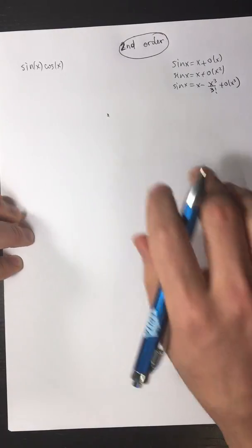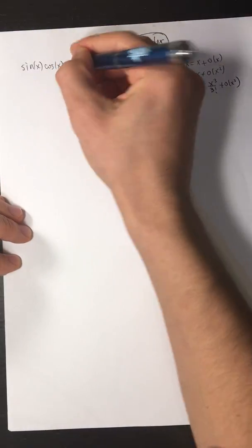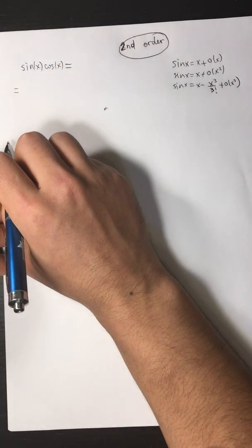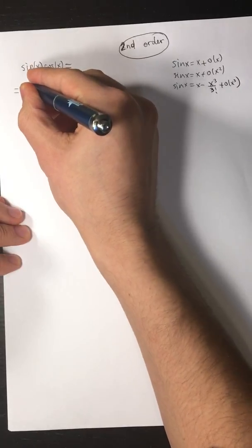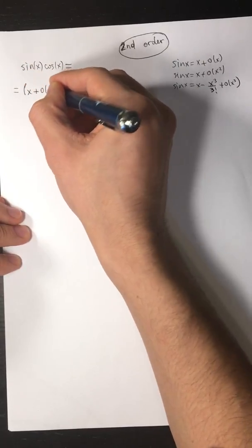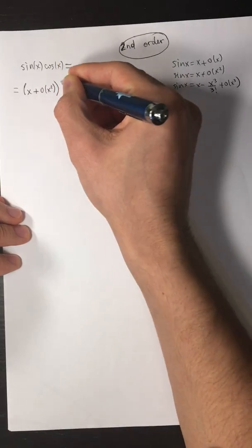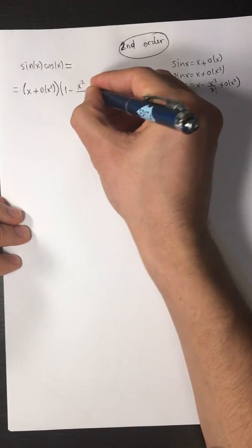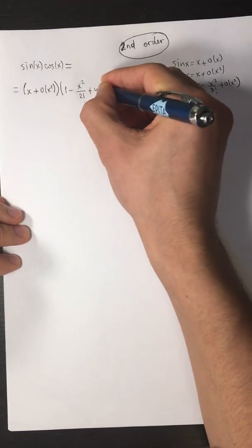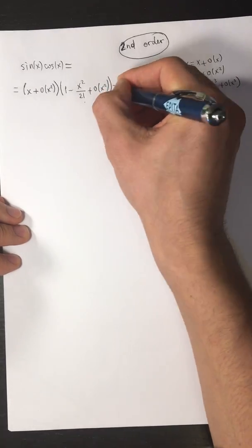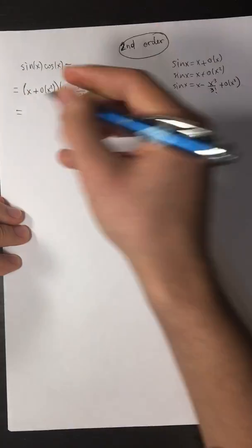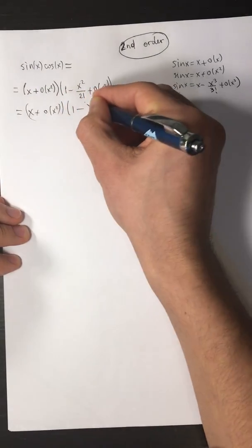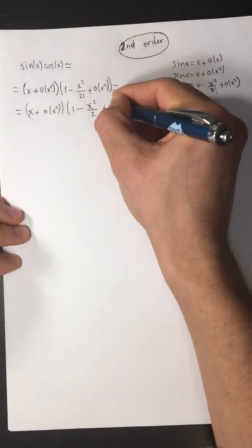Now according to formula number 4, this is equal to, second order, x plus o(x^2), and this one according to formula number 3, 1 minus x squared divided by 2 factorial plus o(x^2). Any questions? I hope not. Now I'm gonna rewrite this: (x plus o(x^2)) times (1 minus x squared over 2, what is 2 factorial? Yes, it's 2, plus o(x^2)).